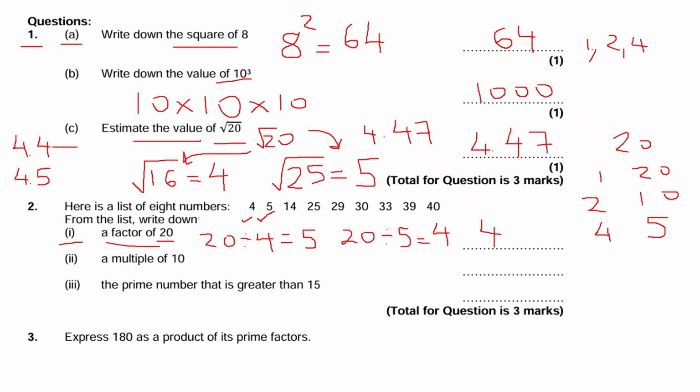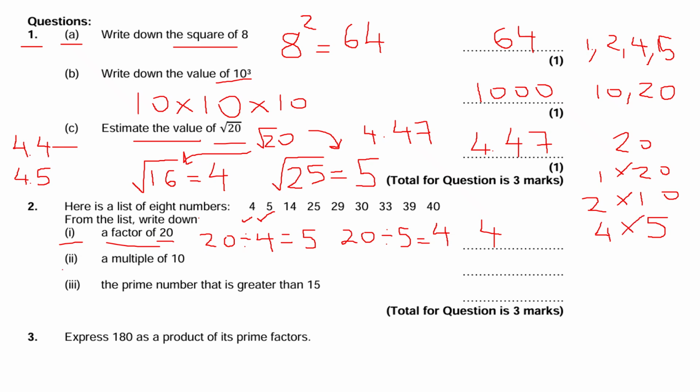So they are all the numbers that go into that number cleanly without a remainder. So yes, if you're ever unsure, write out what I call the factor pairs. So write out numbers that multiply to make that number, and then have a little list below, and they will be all your numbers that multiply to make 20 in this case.